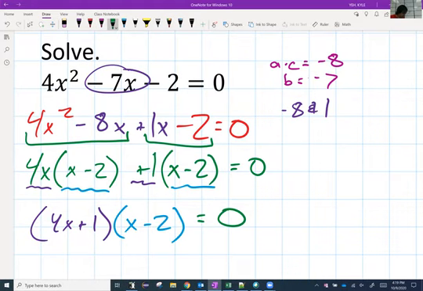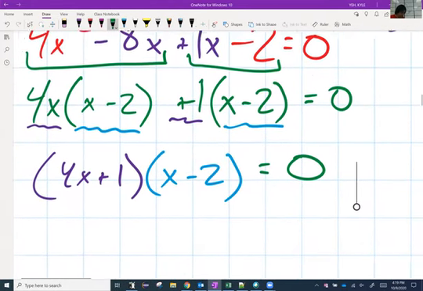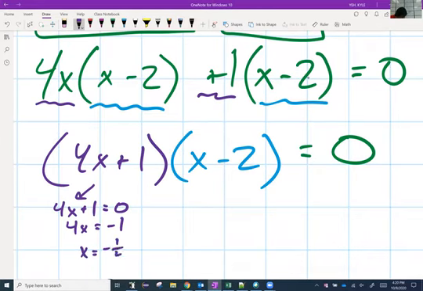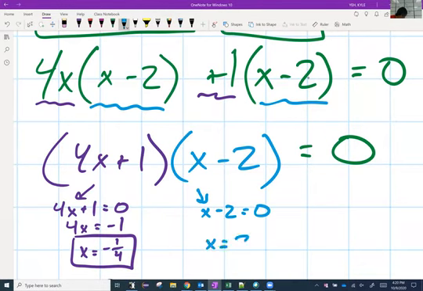But this problem asked us to solve. So I'm going to come here and do exactly what we did last time in the first half of 3.1. I'm going to say, okay, we have two factors being multiplied to equal 0. Either 4x plus 1 equals 0. That's one possibility, meaning that subtract 1 on both sides, 4x equals -1, x equals -1/4. So that's one possibility. Or the other factor equals 0. So x minus 2 equals 0. Add 2 to the other side, x equals 2.